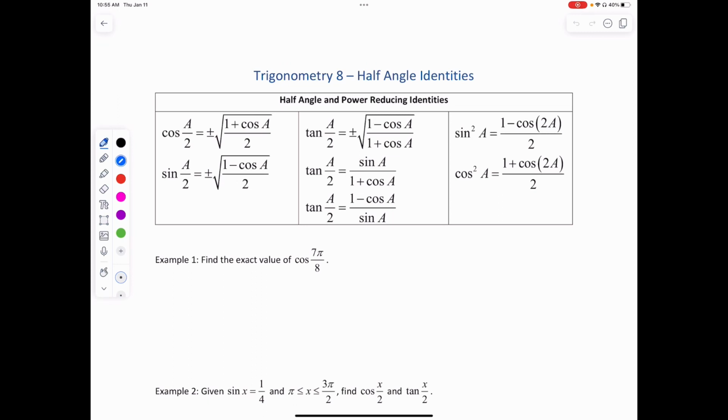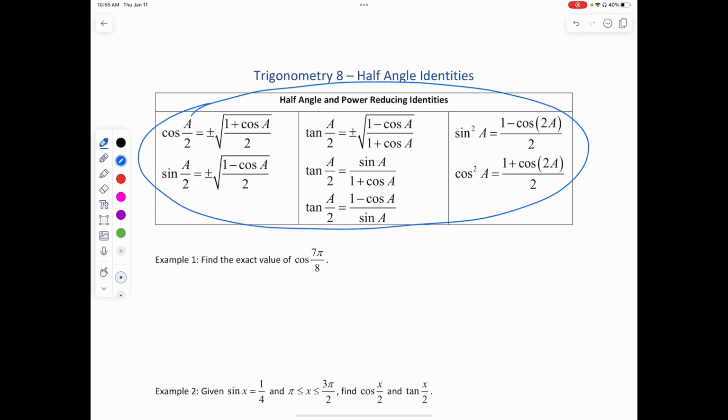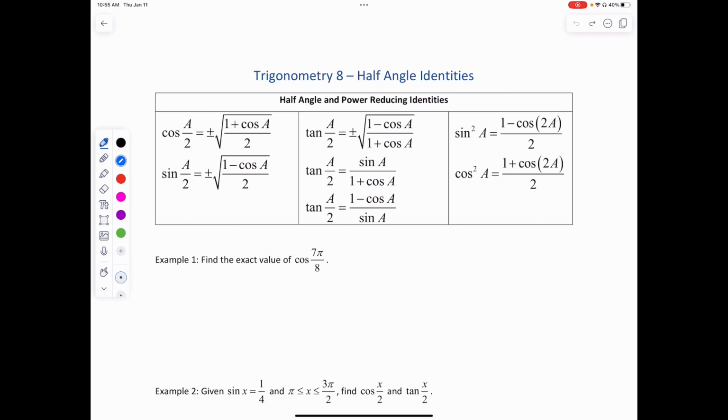In this video, we're going to continue our discussion of identities, and we're adding to our bank this set of half-angle identities. Really, these identities are the same identities as the double-angle identities in the last video. We're just solving for the half-angle rather than the double-angle. But really, they represent the same information, and sometimes it's useful to have them in this form. So let's go ahead and work through this.